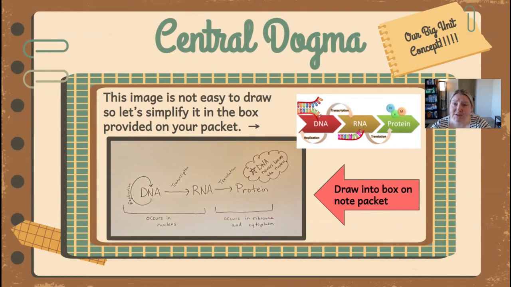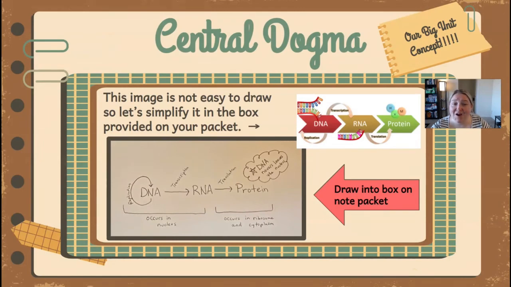And you'll notice that there are a couple really good facts in there. First off, when you take DNA and you make more DNA, that's replication. When you take DNA and you make RNA, we call that transcription. When you take RNA and you make protein, that's called translation. You'll see that the replication and transcription occur in the nucleus, and that the translation to the protein occurs in the ribosome and the cytoplasm.